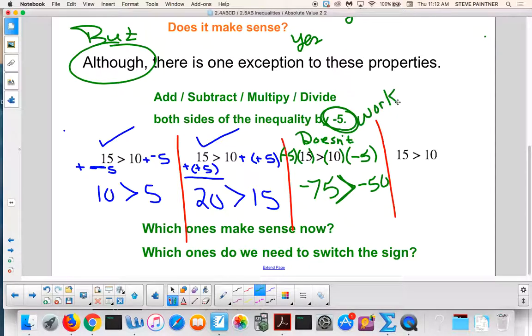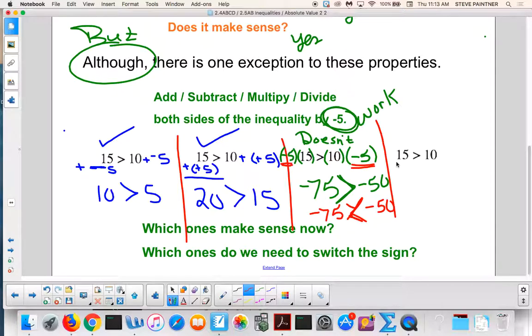So to make it work, you'd have to do what? Flip the sign. You would have to flip the sign. When do you flip? When you multiply by what? A negative. If you multiply by a negative, you're going to have to switch the sign to make it work.